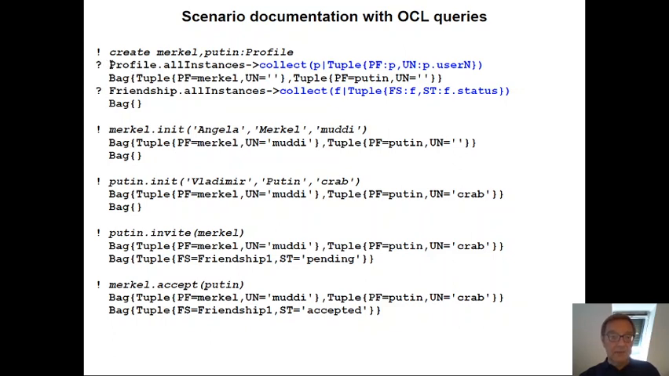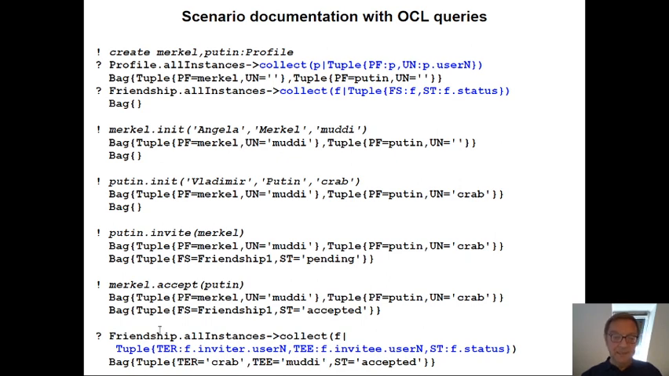The queries that we have seen here, profile allInstances collect on the profiles and the collect on the friendships, are just one way of querying and tracing the changes in the system state. There is another query that one could use to trace all the changes, and it is a more complex query.